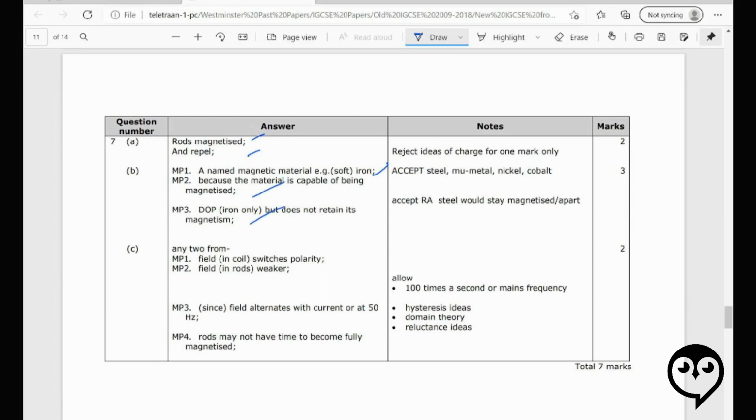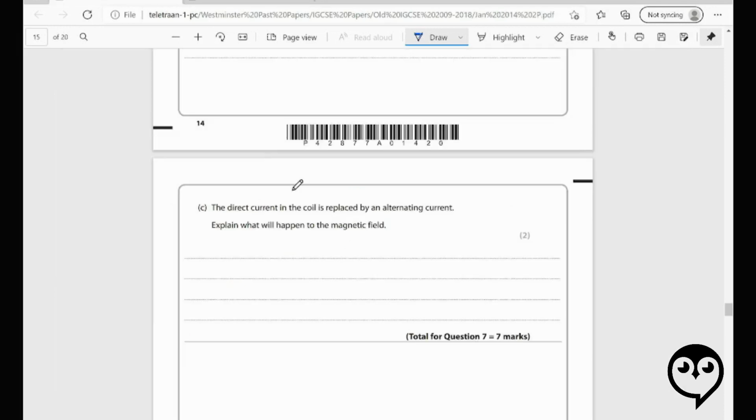And finally, the field in the coil will switch polarity. Field in the rods will be weaker. Oh, interesting. Okay, if we put in alternating current, does it make sense that the field would be weaker? Because the field's constantly changing. The strength of that field will follow a sinusoidal line. And if you're averaging over time, you take the root mean square average, and it will be lower than whatever the maximum was from the direct current.